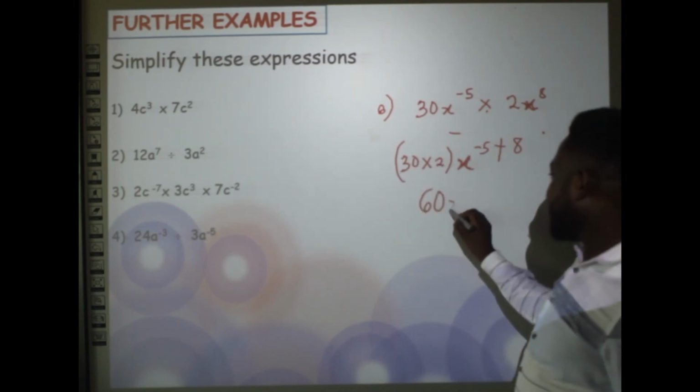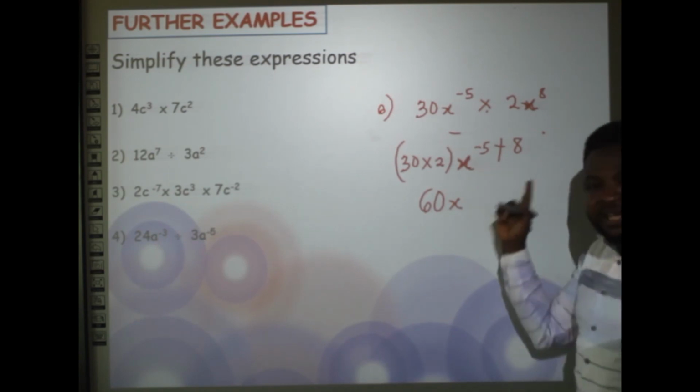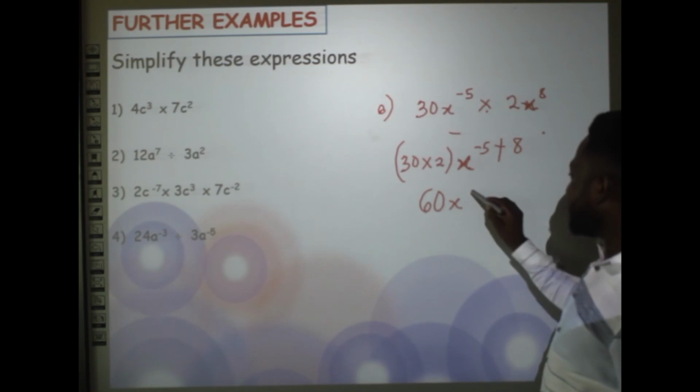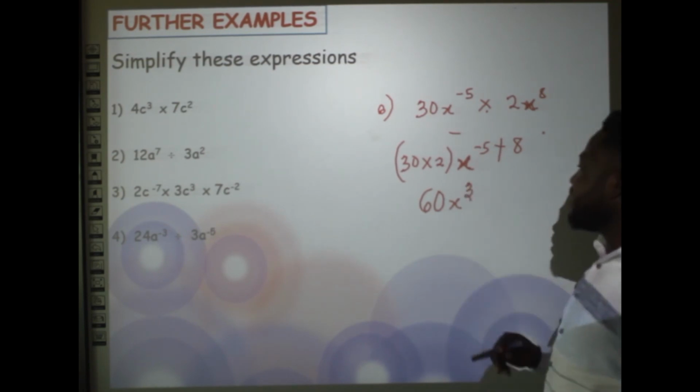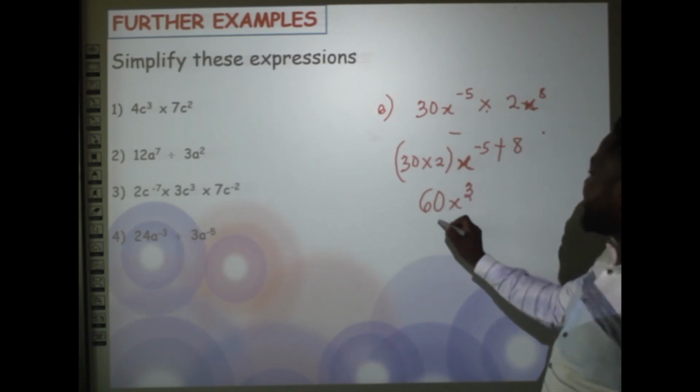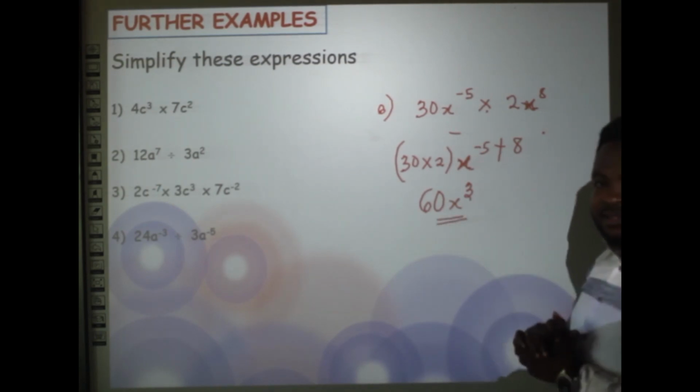Okay? x. Now, start with the positive. This is going to be 8 minus 5. 8 minus 5 will give you 3. Right? 8 minus 5 will give you 3. So, the final answer here is 60x raised to the power 3.